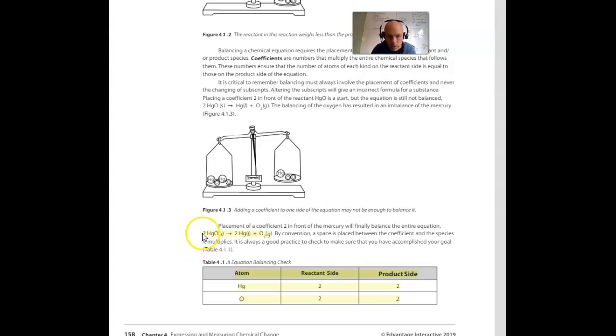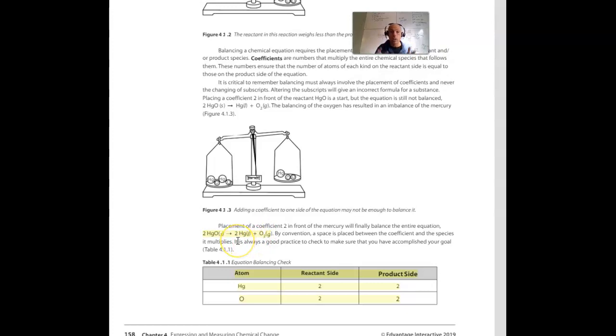We see this coefficient, this number out front in front of mercury oxide, suggesting that there's 2 mercury oxide molecules that react for every mercury atom that's formed and for every oxygen molecule that's formed. Or we could say that for every 2 moles of mercury oxide, there's 2 moles of mercury formed and 1 mole of molecular oxygen.